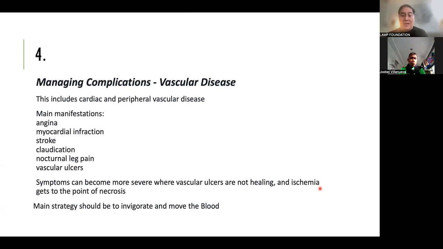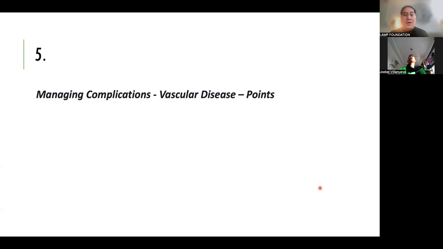Kasi you want to prevent blood stasis, no? So always invigorate and move the blood. So what are the points? Okay, PC4, PC6, REN17, and of course the very famous stomach 40.